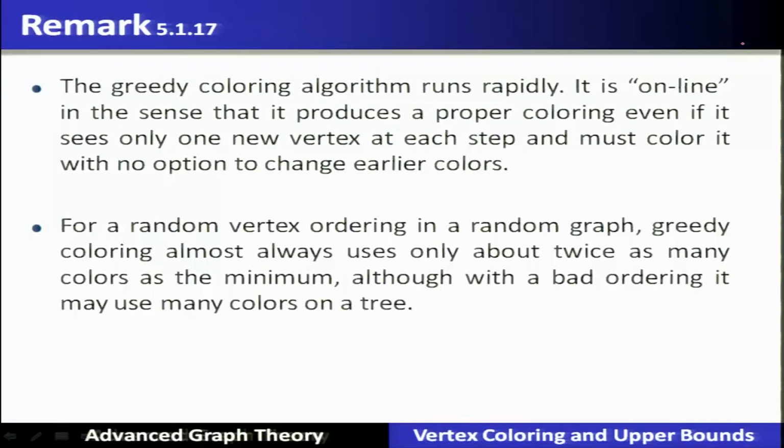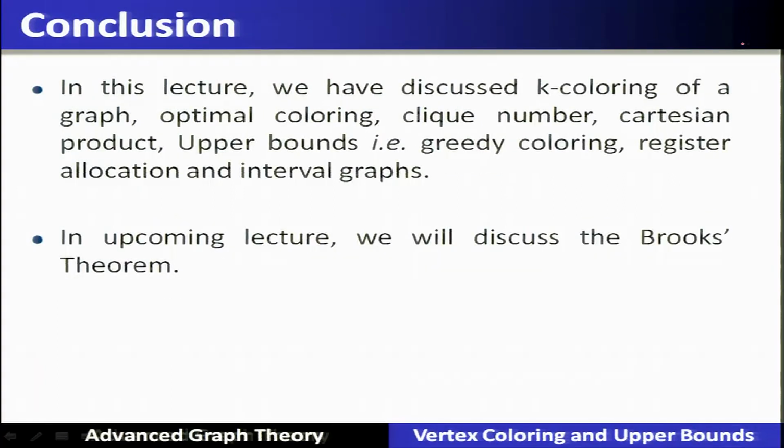Now a remark: the greedy coloring algorithm runs rapidly. It is online in the sense that it produces a proper coloring even if it sees only one new vertex at each step and must color it with no option to change earlier colors. For random vertex ordering in a random graph, greedy coloring almost always uses only about twice as many colors as the minimum. Although with a bad ordering, it may use many colors on a tree.